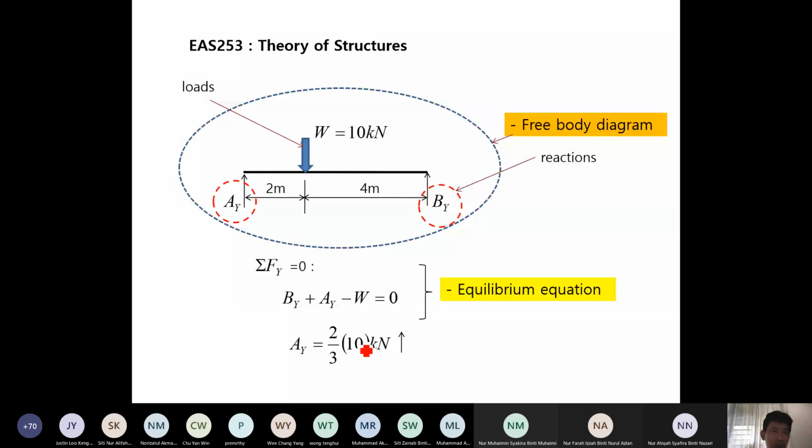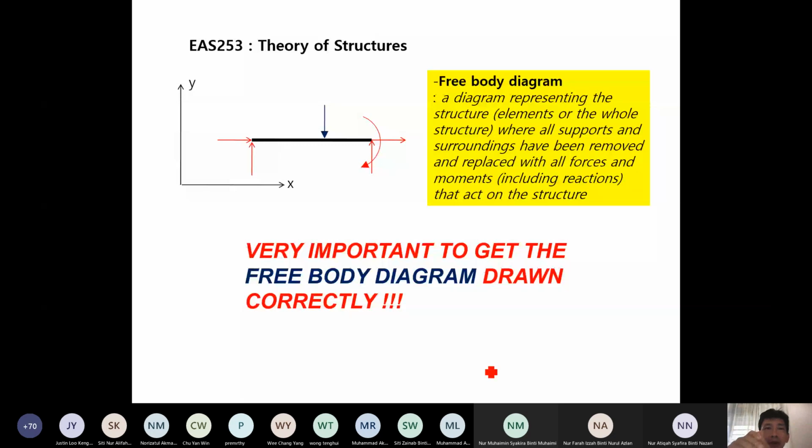Okay, the important steps. Look at the problem that is given to you. Draw the free body diagrams correctly, and then apply the 3 equilibrium equations to solve for all the forces that are unknown and that you need to solve. The free body diagram is a very, very important diagram, and it must be drawn correctly. To draw a free body diagram correctly, you need to get all the basic concepts correct. What are the supports, and how many reaction forces should you consider?